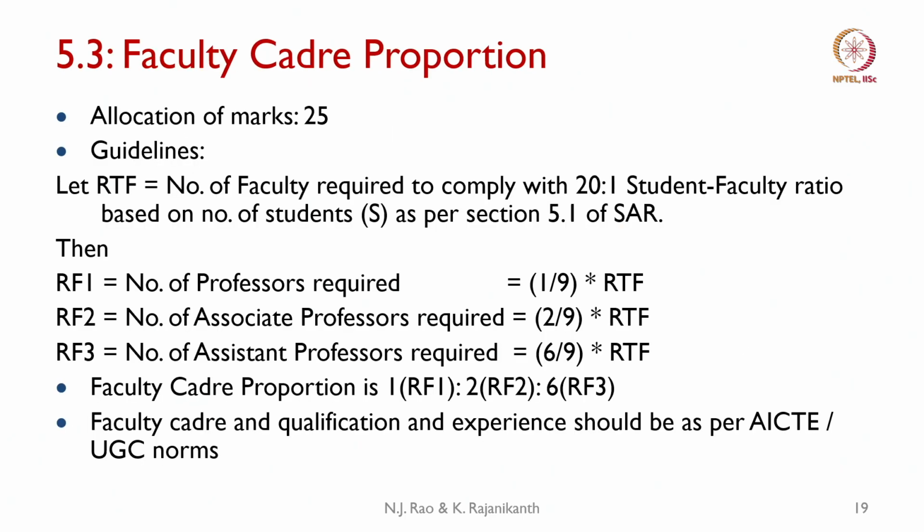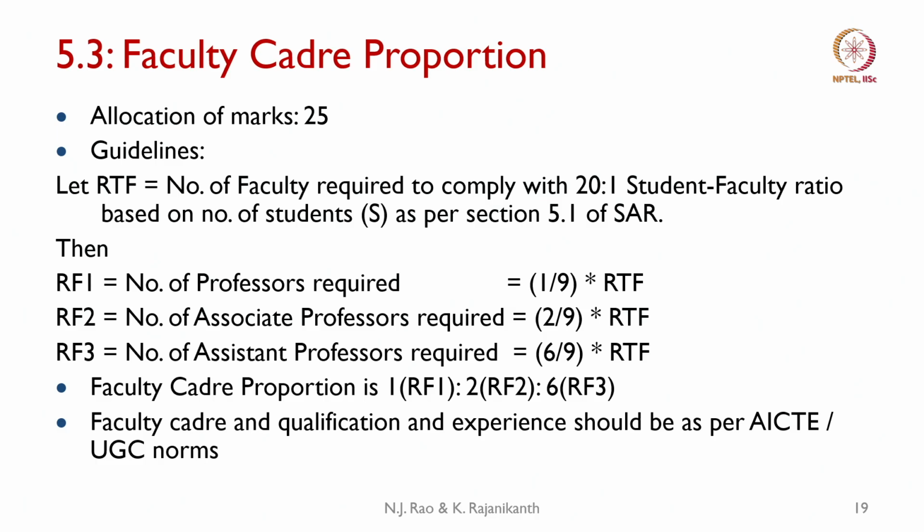Then 5.3 is faculty cadre proportion. That is, what is the ratio in which professors, associate professors and assistant professors are maintained in the department? Are they in appropriate ratio? Based on that, marks are awarded. Actually, how many faculty are there comes in student faculty ratio, but in what proportion the faculty cadre is there comes under sub-criterion 5.3. So the allocation of marks is 25.